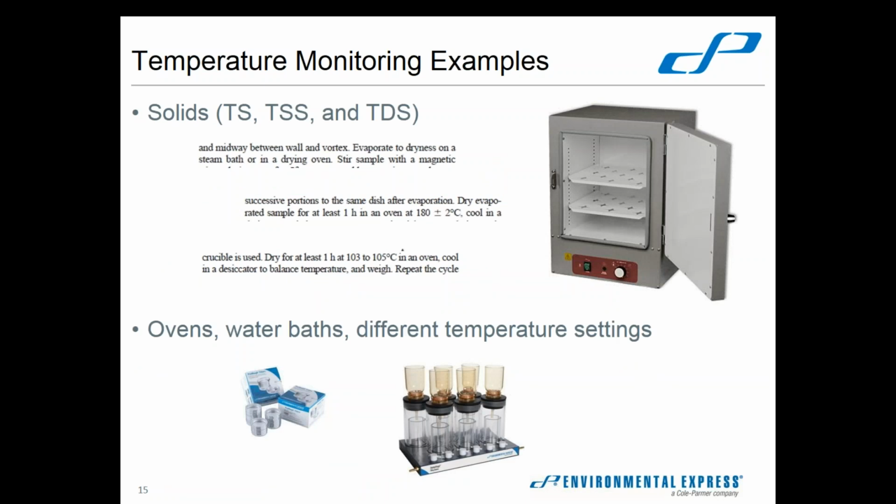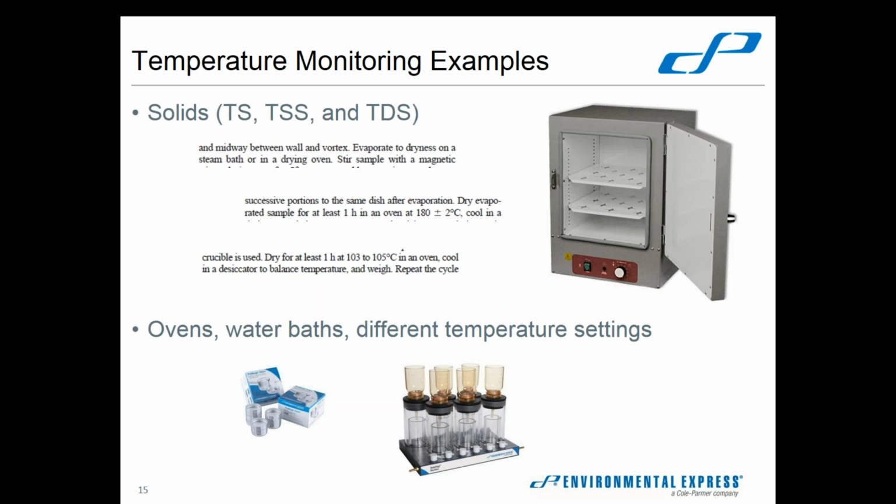Other similar styles: TDS, TSS, TS, your solids analyses. The first snippet is part of total solids and part of total dissolved solids, where it talks about evaporating to dryness. The middle section is out of total dissolved solids: after you've evaporated to dryness, you put it in the oven for at least an hour at 180 plus or minus 2. Or for suspended solids, you dry your filter at 103 to 105 in an oven. So here again, we've got some parts that talk about specific temperatures and some parts that don't.